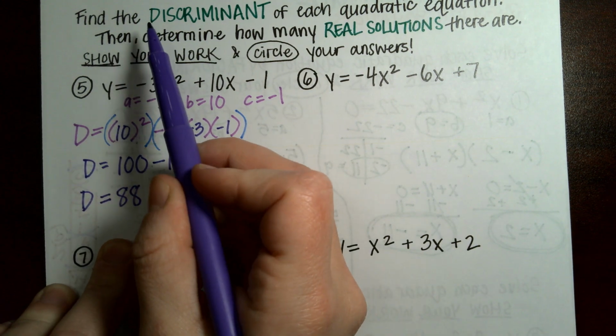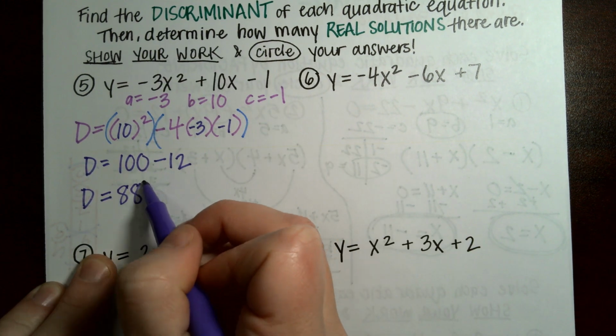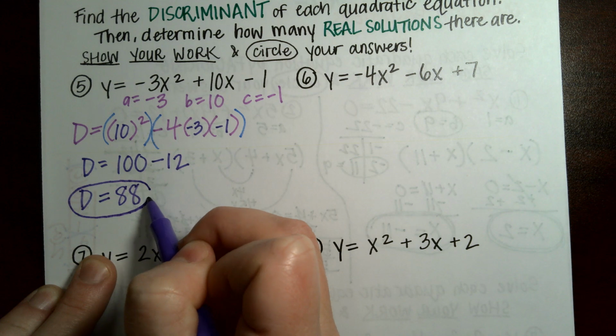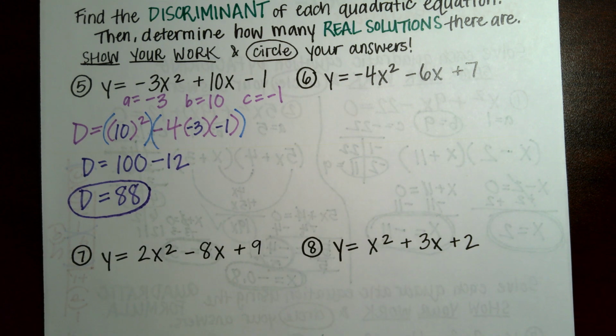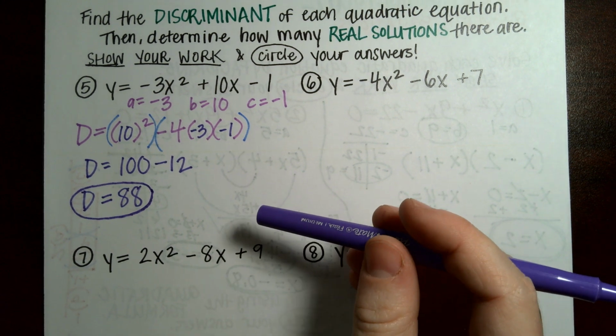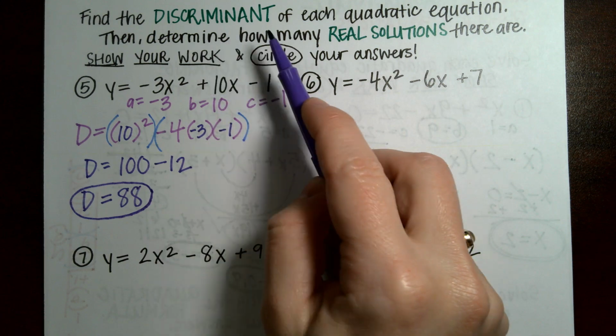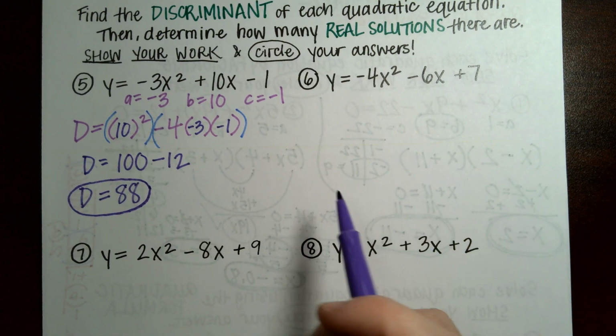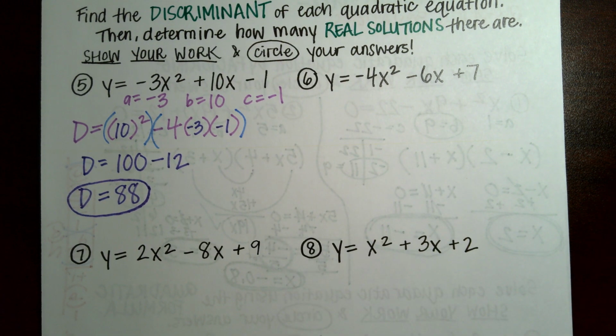So the first step was to find the discriminant. We just did that. We're gonna circle that. That's our first part. B equals 88. So now we need to answer the second part of our question. It says determine how many real solutions there are. How many? 2. 2 real solutions.